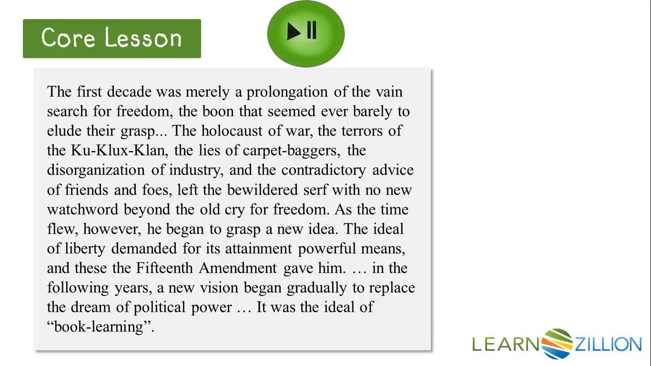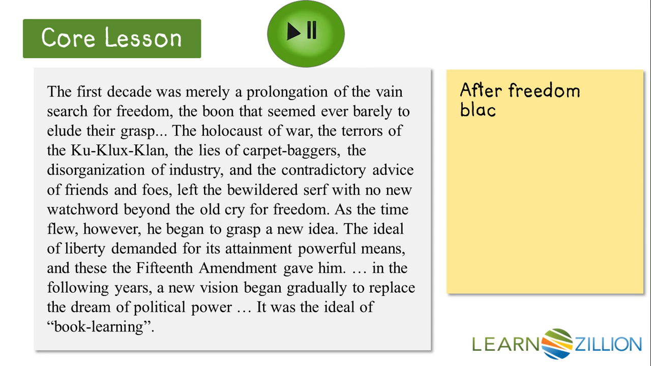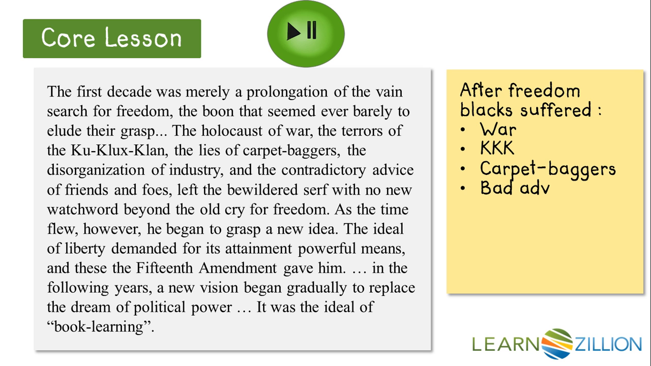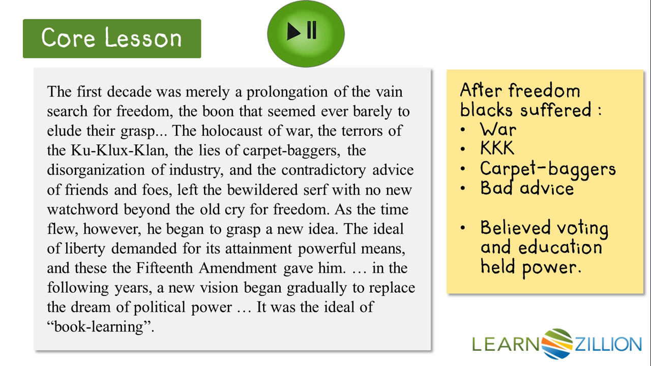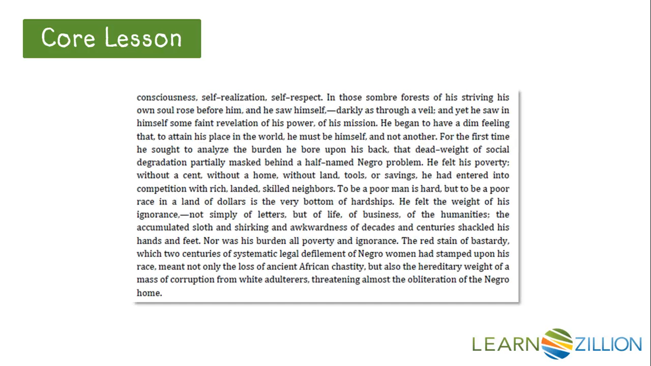So we're pausing here. The first decade. What are they telling us about this first decade right after freedom? So then we know here that Blacks suffered from war, the KKK, carpetbaggers, bad advice, and that truly they believed voting, the 15th Amendment, and education, what Du Bois here calls book learning, held the power. These are the things they needed.